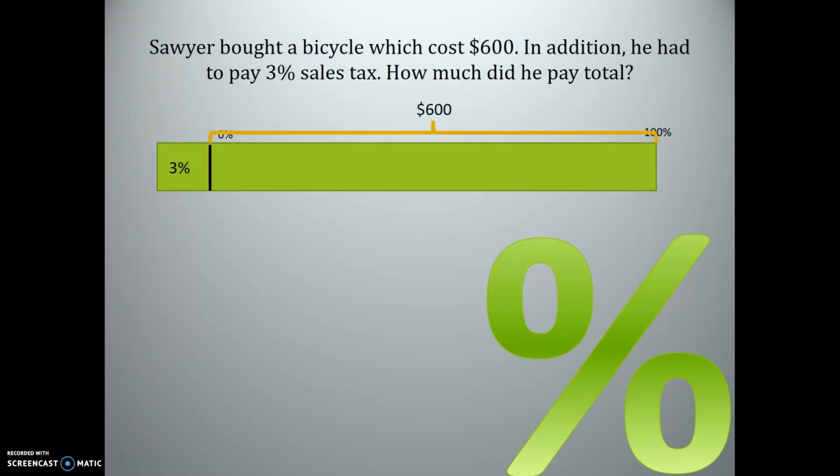All right, let's look at a sales tax percent increase problem. So this is just like the other two, only this time we're working with money and sales tax. Sawyer bought a bicycle which cost $600. $600 is my 100%. In addition, he had to pay 3% sales tax. How much did he pay total?